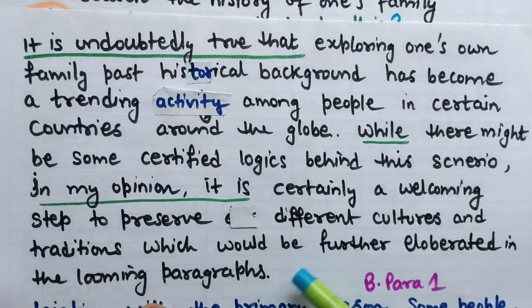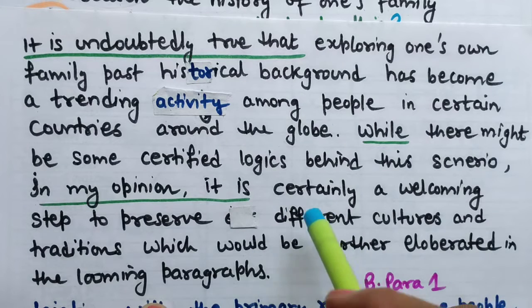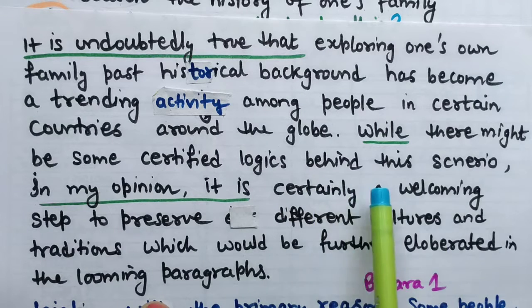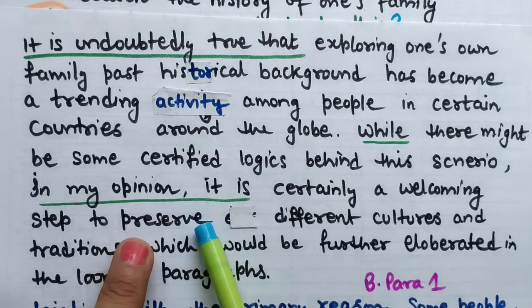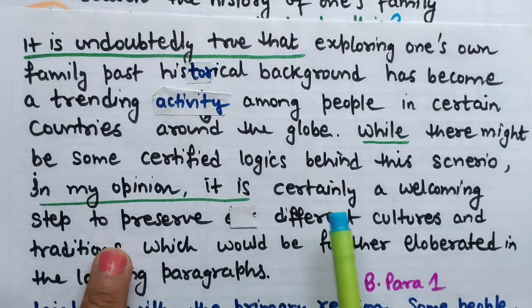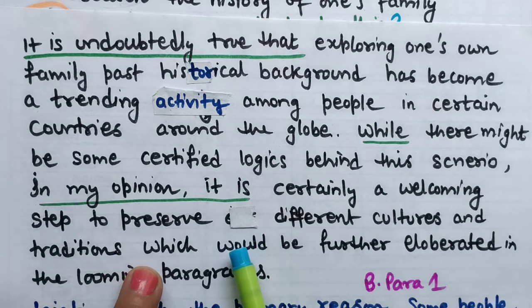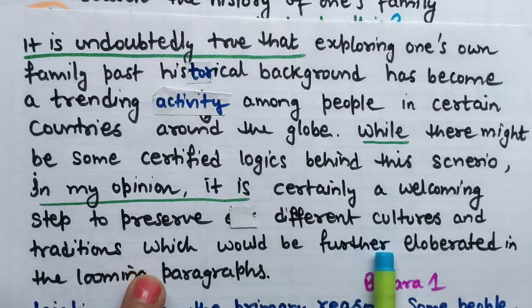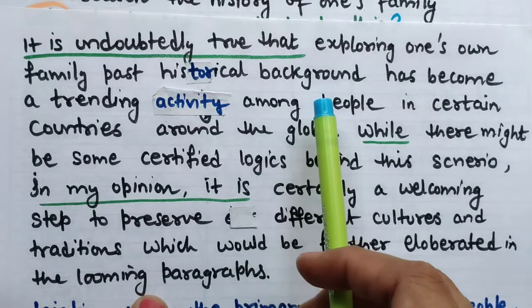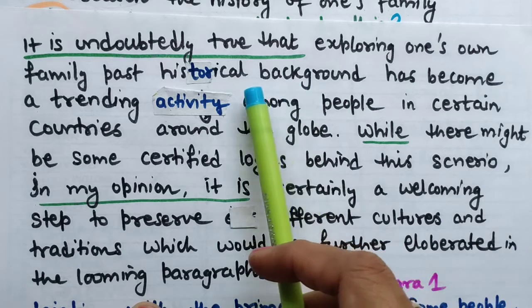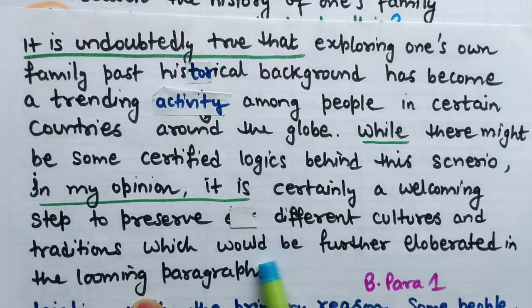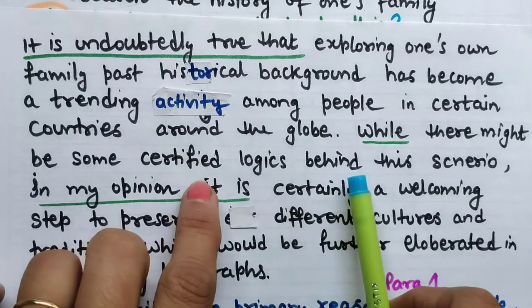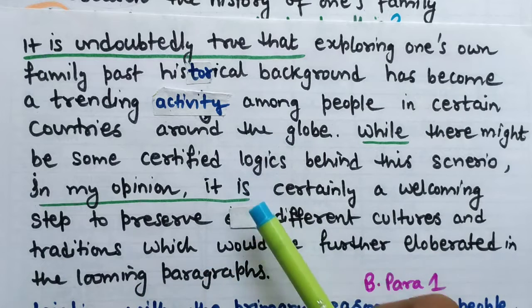Or you can write what I have told in earlier videos, like: this essay would not only discuss certain reasons behind this scenario, but also elaborate my point of view regarding this positive development of looking into family history. You can write this line as the last line. Okay, so this is a simple way to write.